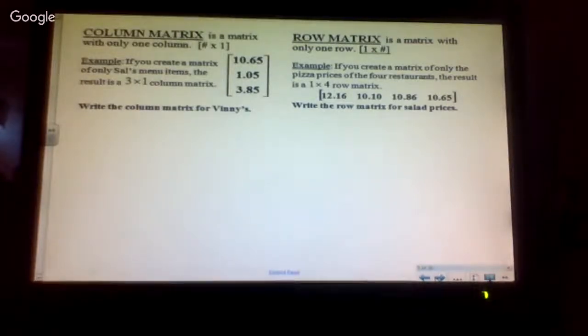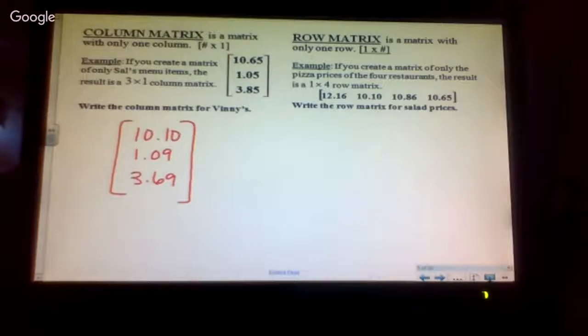Write a column matrix for Vinny's. So flip back to your matrix on the front page. Okay. So Vinny's numbers is $10.10 for pizza, $1.09 for drinks, and $3.69. So this is a column matrix for Vinny's. It has all of the numbers for Vinny's restaurant.